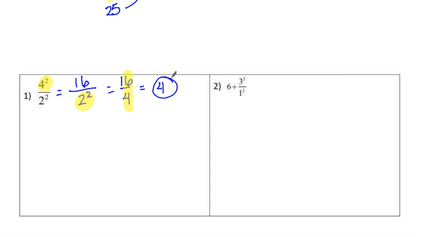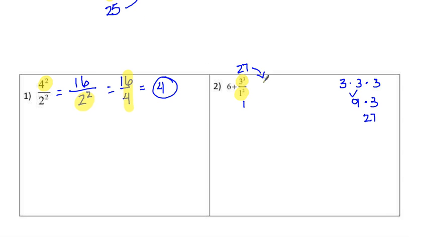If you look at number 2, I'm going to use the top to bottom method. So I'm going to solve the numerator first, 3 to the third, which is really just 3 times 3 times 3. 3 times 3 is 9. Then I have another times 3, so 9 times 3 would be 27. So this is going to be 27 up top. 1 to the second power is just 1 times 1, so that's going to be 1.